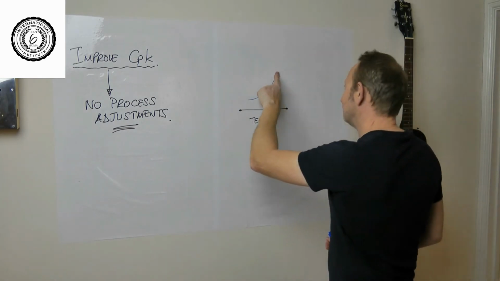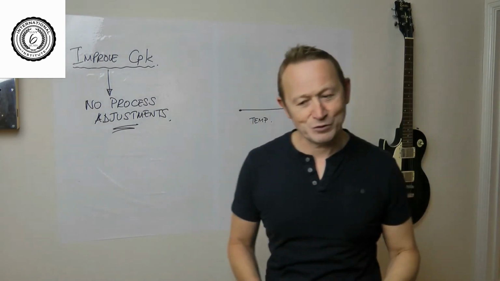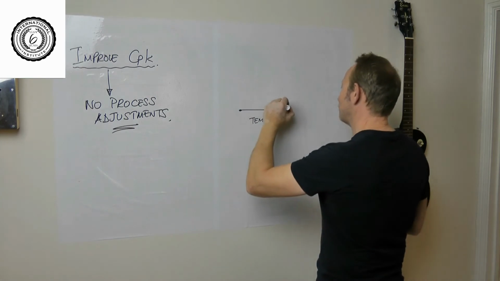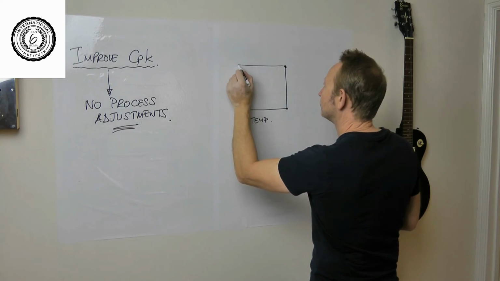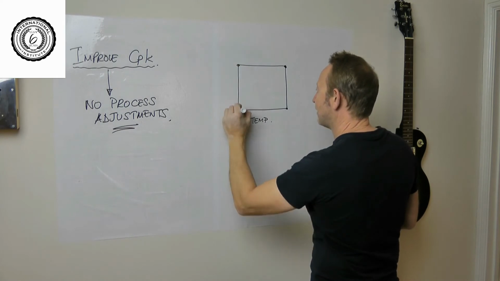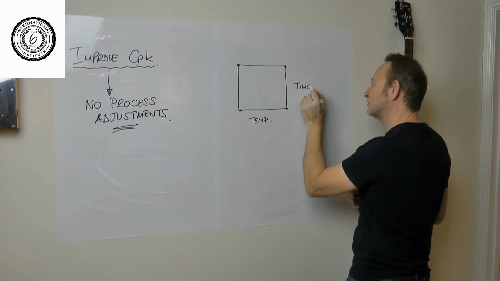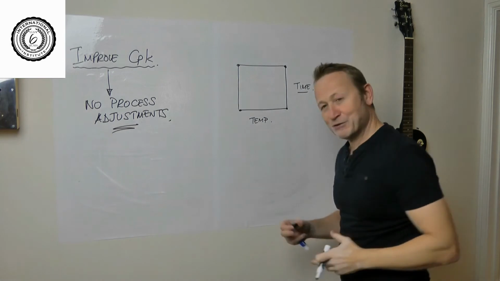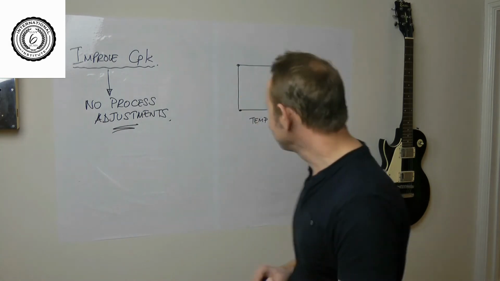Let's take that out. But of course, they're not just going to adjust temperature. They're going to adjust other variables as well. Let's put a second variable in here. Let's say that they're going to adjust time, and that's going to go up and down. Obviously within a window, there's going to be an allowable window for them to adjust.